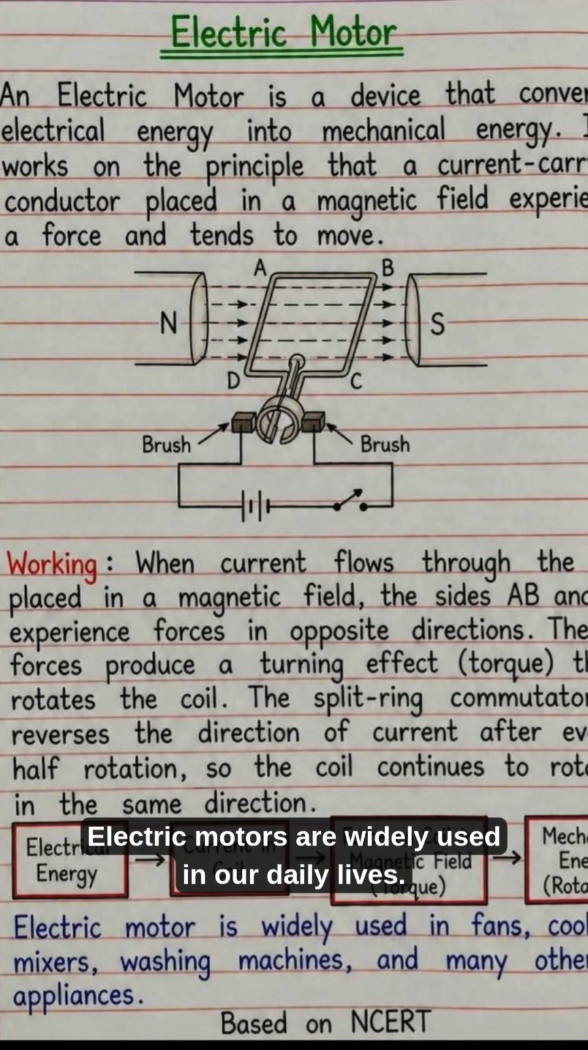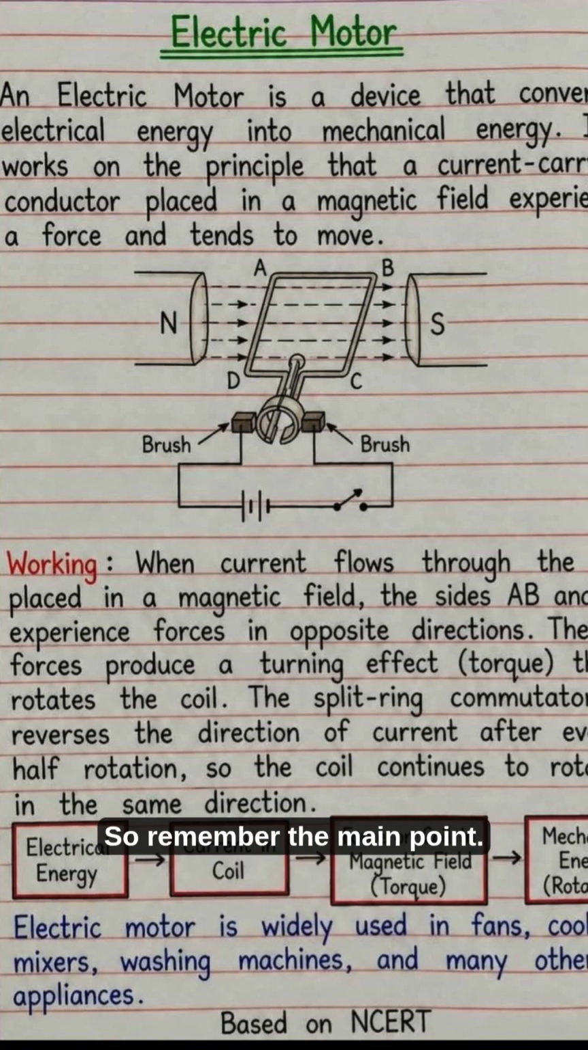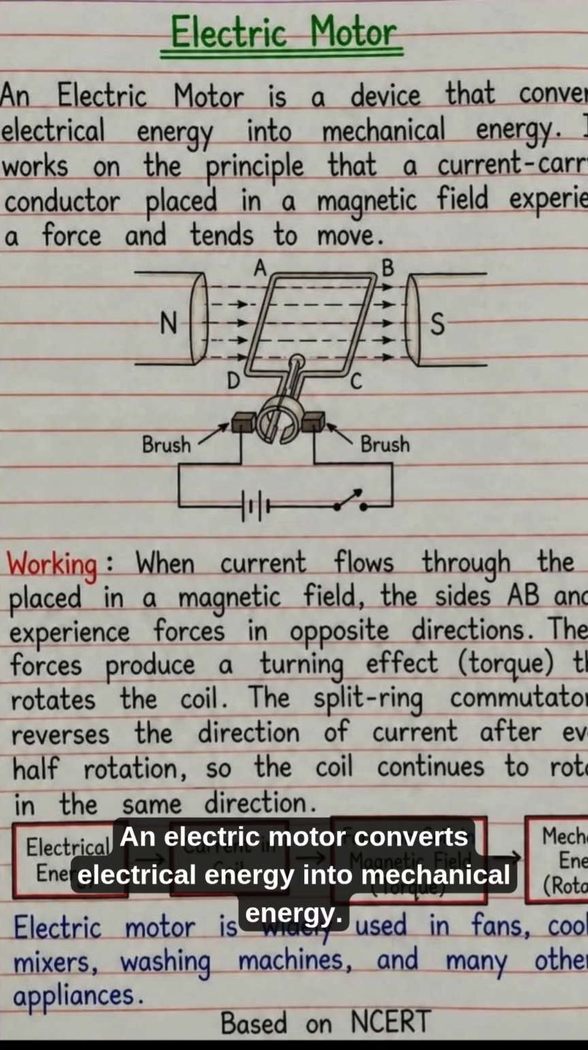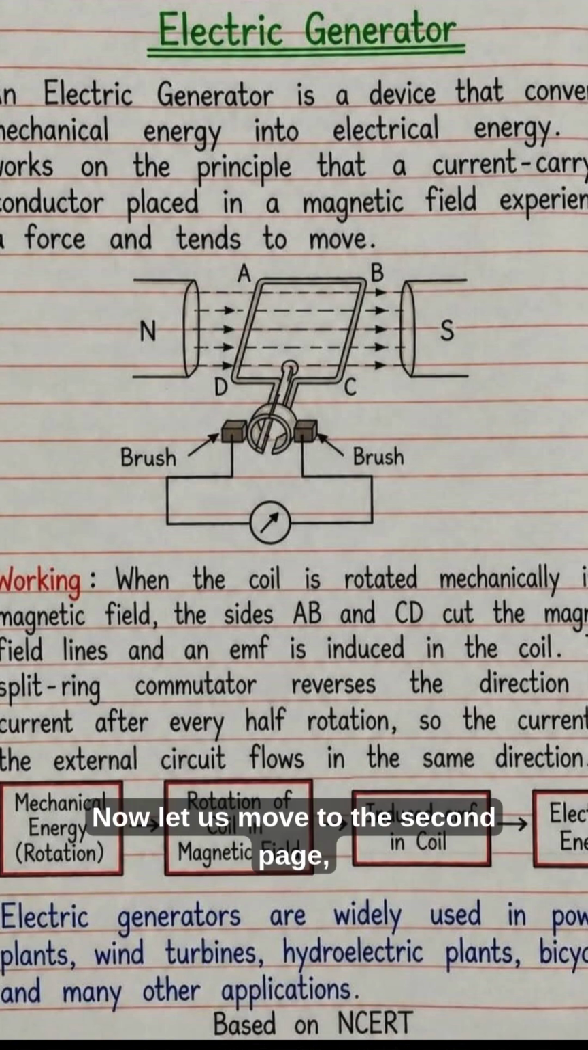Electric motors are widely used in our daily lives. They are found in fans, coolers, mixers, washing machines, water pumps, and many other electrical appliances. So remember the main point: an electric motor converts electrical energy into mechanical energy. Now let us move to the second page, which explains the electric generator.